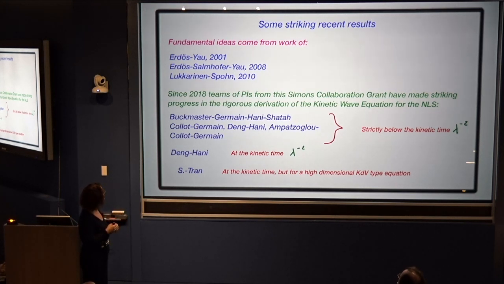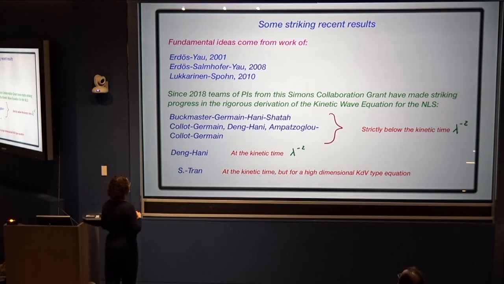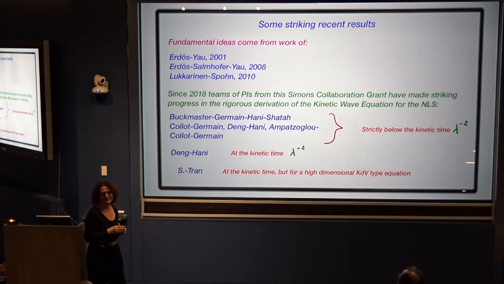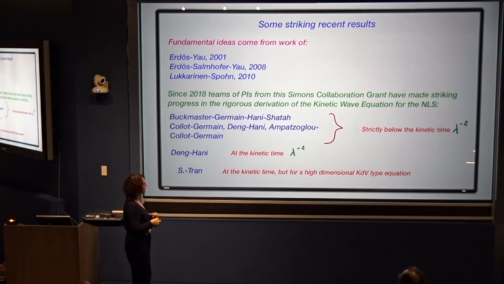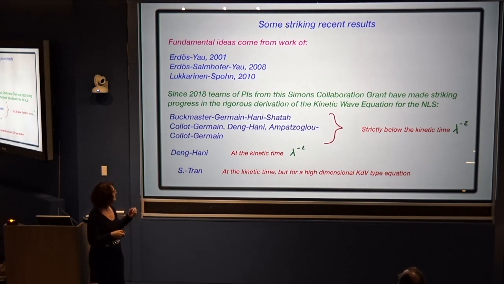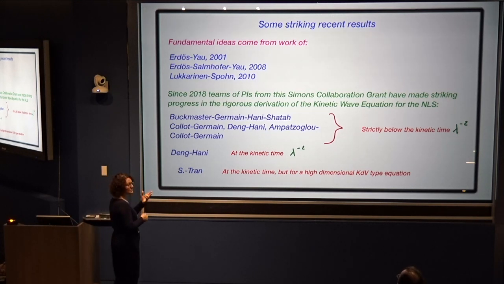time scales. The original papers by Buckmaster, Germain, Hani, and Shatah, and Collot, Germain, and Deng, Hani, and Ampazoglu, and Collot, Germain, were below the kinetic time. Now, there is a big discussion of what the kinetic time is, which I certainly don't have the time to go into here. But you remember that lambda, the constant in front of the nonlinearity? That goes to 0 in this type of derivation, and lambda to the -2 is the important time. Those results were strictly below that, but then Deng and Hani reached that time.